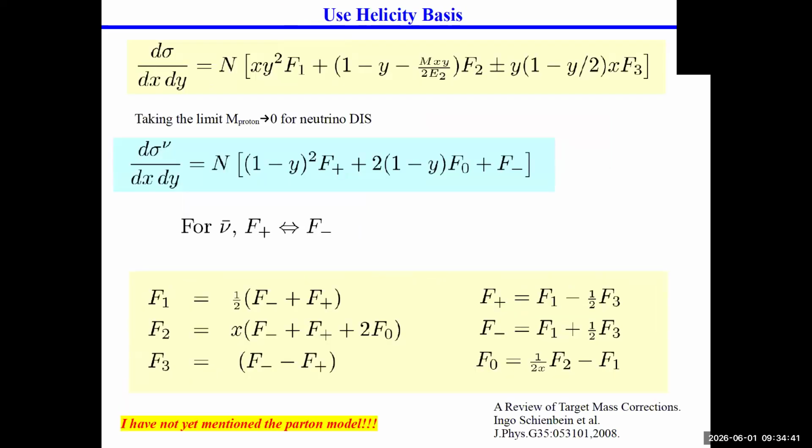Now I'm going to use a helicity basis, and you'll see why that's handy in a moment. Traditionally we do it in terms of F1, 2, 3. F3 is parity violating. F1 and 2 are related through the longitudinal structure function. But here's the mapping between the right, left, and scalar helicity structure functions. So I go from here, and here it is in the helicity basis. At this point, I've not yet mentioned the parton model at all. All I've done is use Lorentz invariance and parameterize my ignorance.